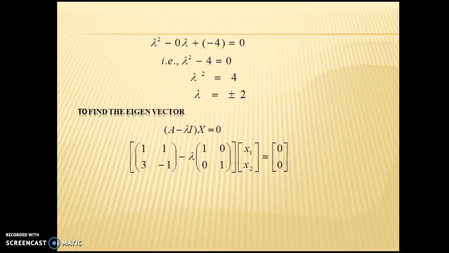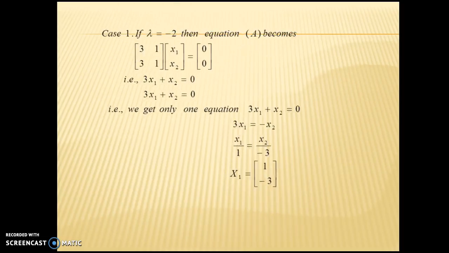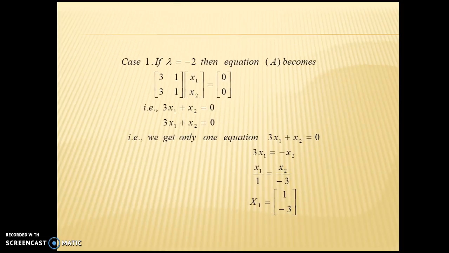Capital A is the given matrix, minus lambda into I, where I is a unit matrix, and X is a column matrix. Here we have a 2 cross 2 matrix. So, the column matrix has x1 and x2, 2 entries. Which is written as 1 minus lambda, 1, 3, minus 1 minus lambda, into x1, x2 equal to 0. So, first we find the eigenvector corresponding to eigenvalue lambda is equal to minus 2. Applying this in the above equation, we have 3, 1, 3, 1, x1, x2 equal to 0.